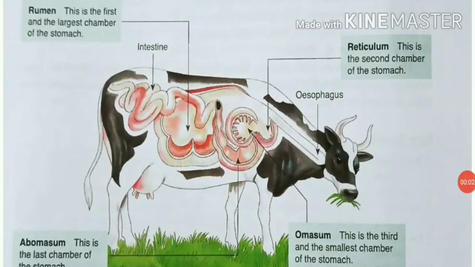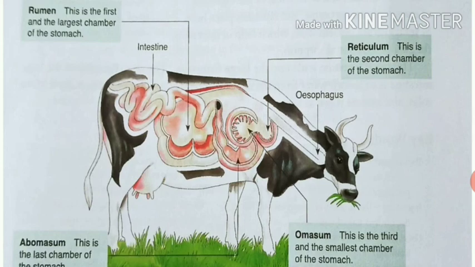Now let's talk about absorption. Absorption begins in the four-chambered stomach itself, but the main absorptive organ is the intestine. The food from the abomasum passes into the small intestine, where it mixes with secretions from the pancreas and liver. Most of the digestion of carbohydrates, proteins and fats takes place here, in the small intestine. Several villi are present here, which help in increasing the surface area for absorption.